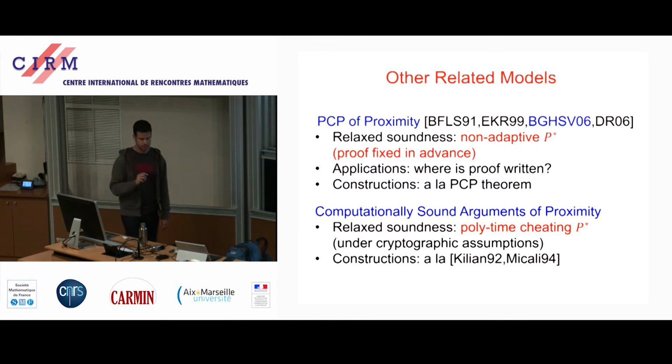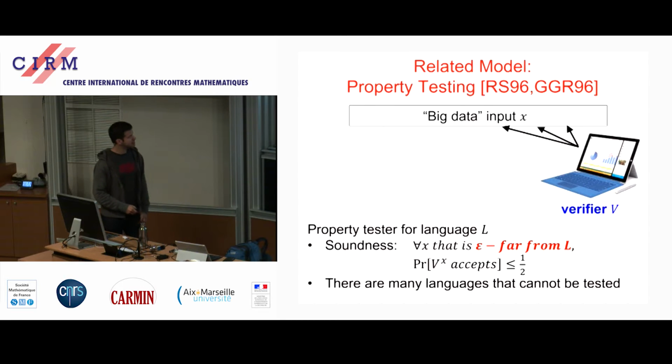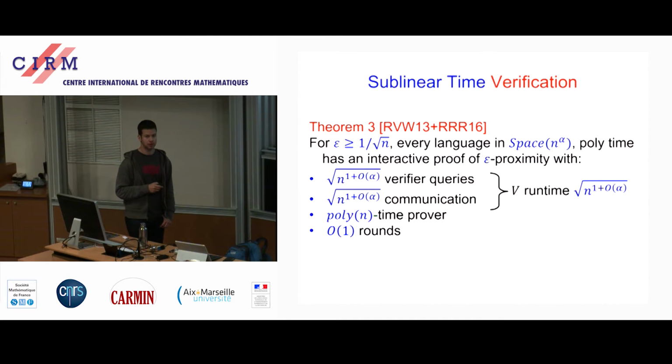Do you have any characterization of what can be done? I think the short answer is no. That's a good question. I didn't say it, but I should say that there are languages computable in small space and small depth that require, provably under some assumptions, root n communication and queries. So this is tight if you want to talk about general, but I don't know of a characterization for all the languages that have sublinear time proofs.